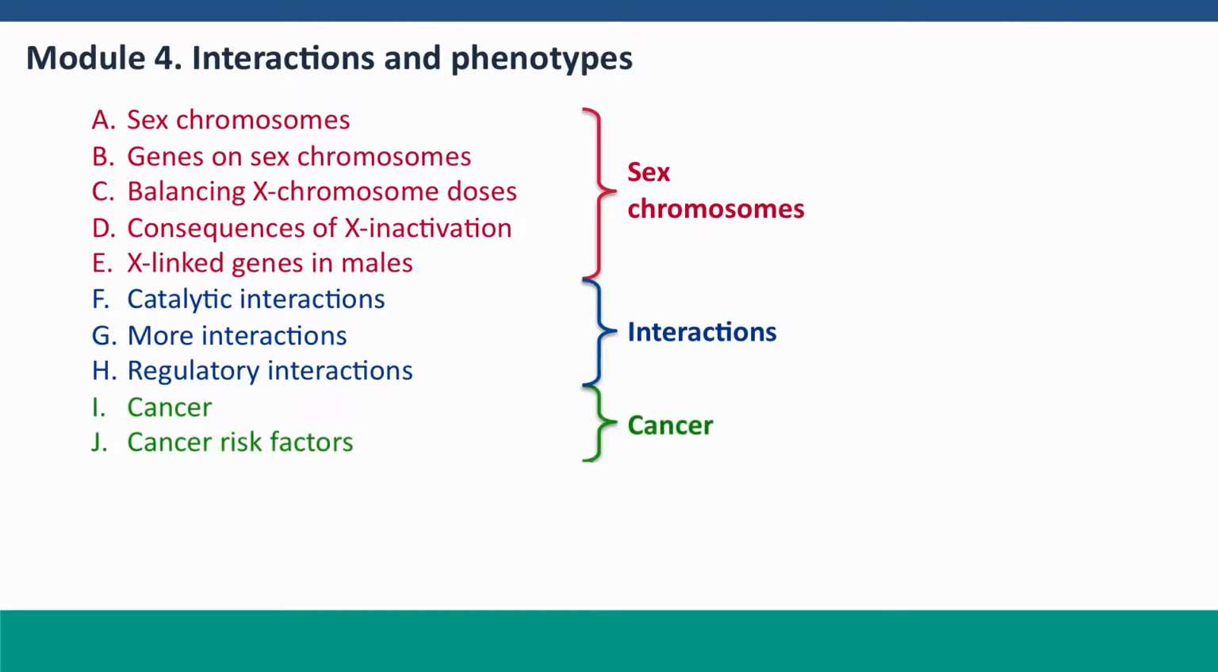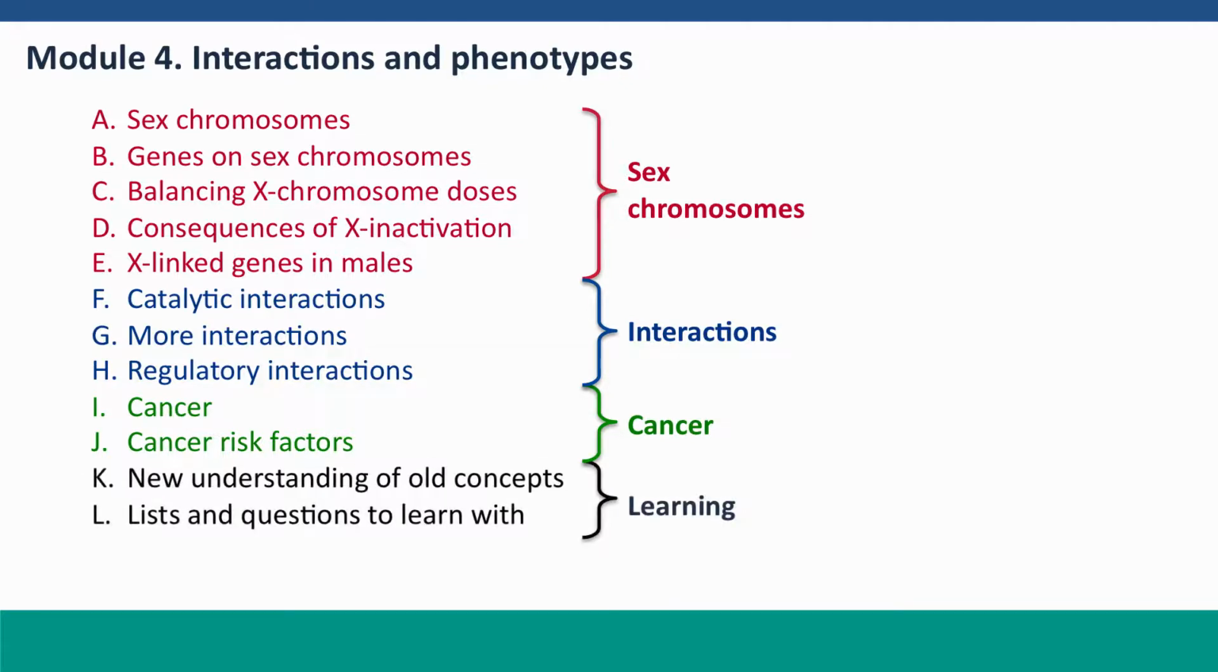We'll talk about interactions between proteins at various levels: catalytic proteins, more complex pathway interactions, regulatory interactions. And that will lead us to thinking about cancer and the role of regulatory proteins and their interactions in the development of tumor cells that grow when they shouldn't. And finally, we'll revisit some old concepts of genetics and try to integrate everything into a framework that will help you build your understanding.